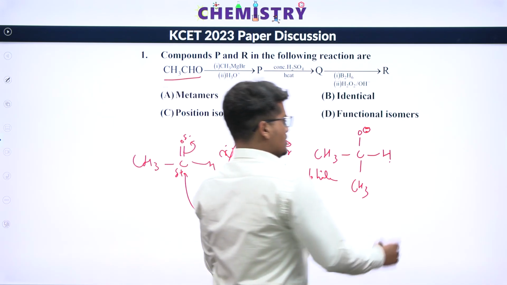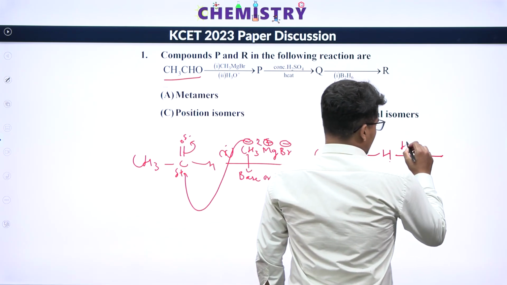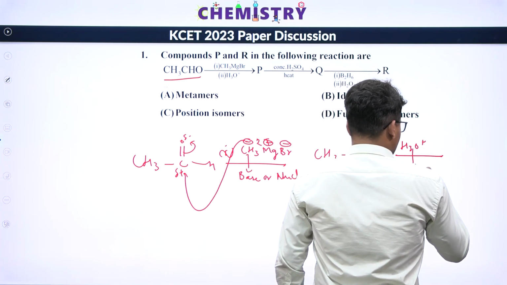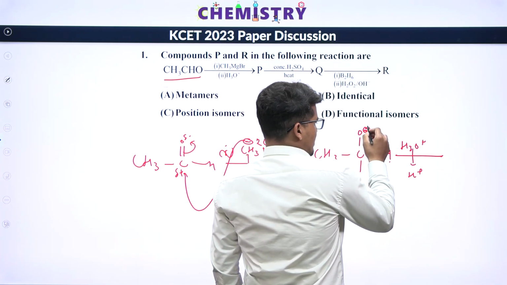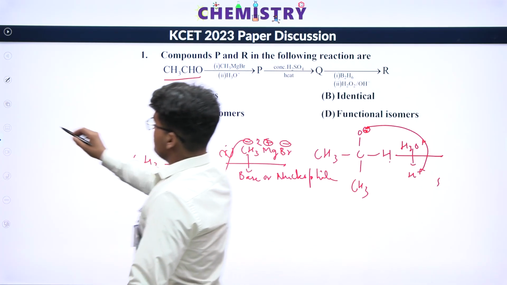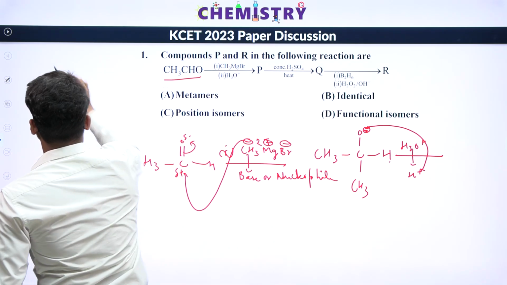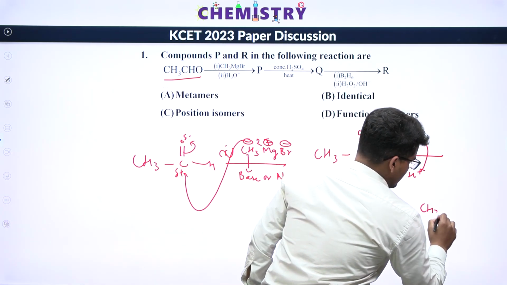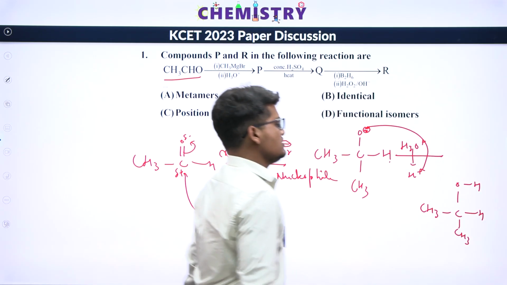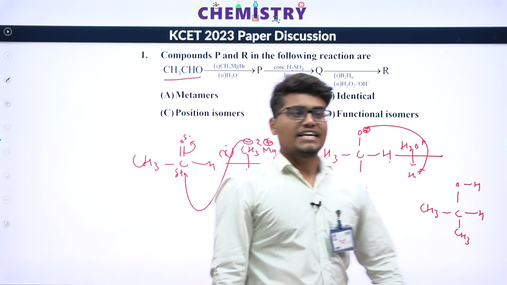Now in the second part they have given hydrolysis, that is with H3O positive. H3O positive will provide H plus. This H plus is taken by the O minus to form a compound with CH3, OH, H and CH3. So there is a formation of a secondary alcohol.